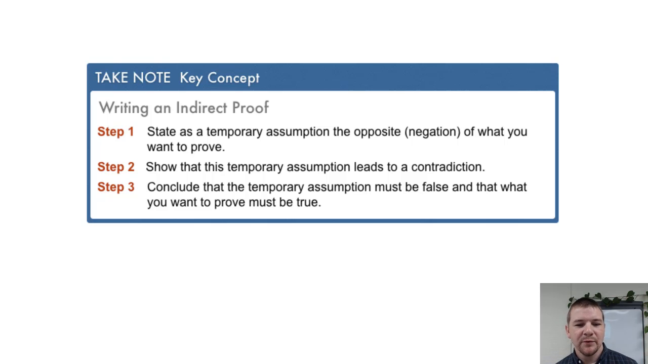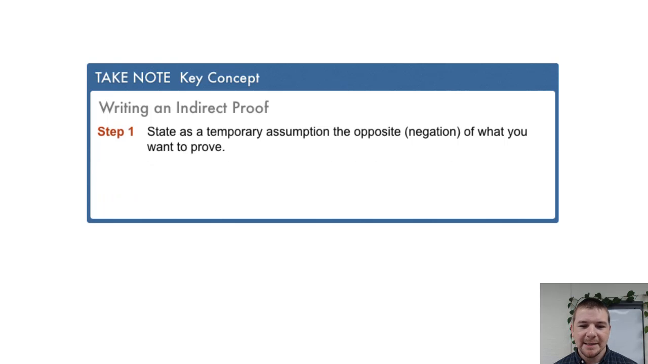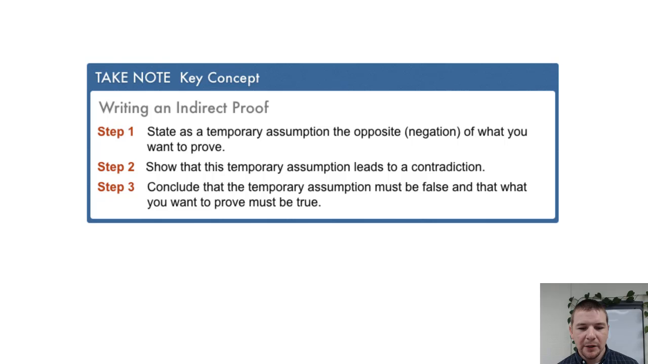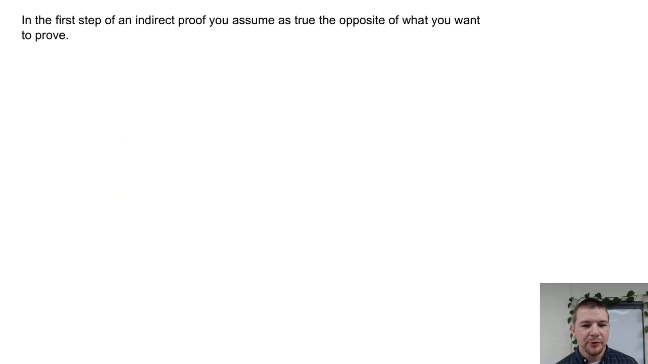This leads us to the key concept, writing an indirect proof. Step 1. State as a temporary assumption the opposite, or the negation, of what you want to prove. Step 2. Show that this temporary assumption leads to a contradiction. Step 3. Conclude that the temporary assumption must be false and that what you want to prove must be true. In the first step of an indirect proof, you assume as true the opposite of what you want to prove.